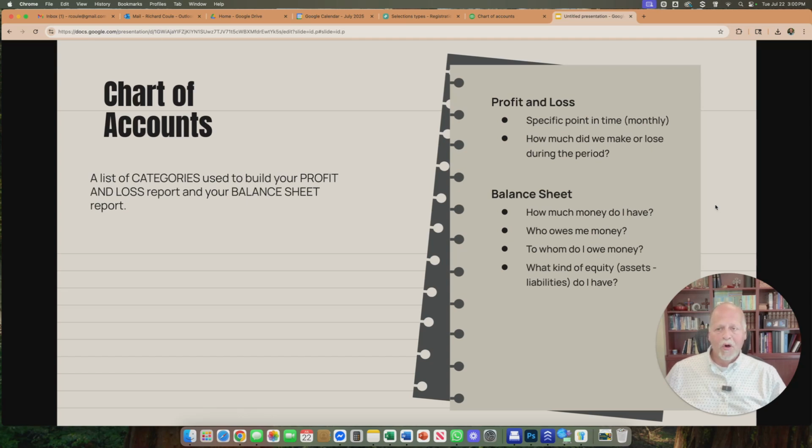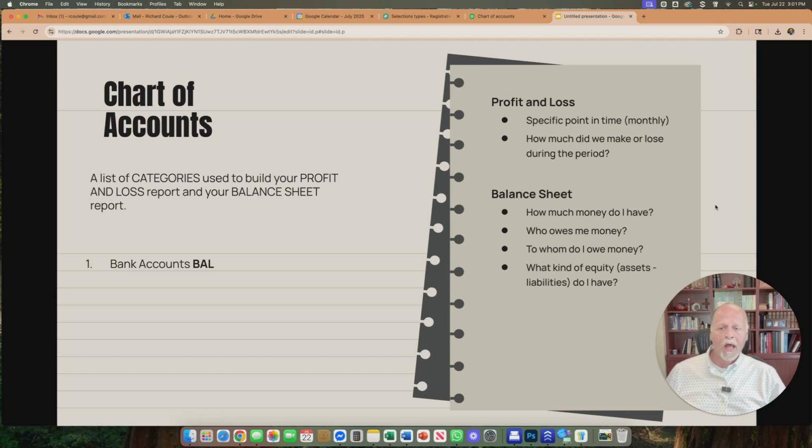Now, the chart of accounts are the tags, so to speak, or the categories that you're going to use to assign every single transaction that comes through your bank accounts. Your checking account, your savings account, and all your credit card accounts, including your cash accounts. You're going to tag them with an account from the chart of accounts. So first of all, let's talk about what all of these different accounts are.